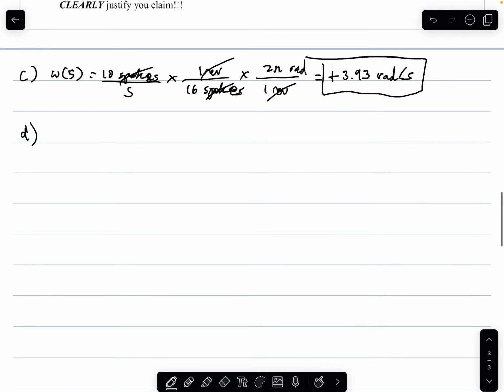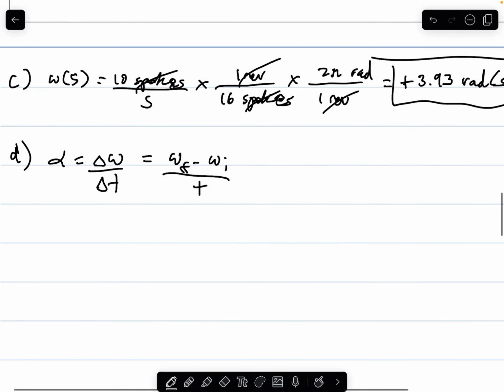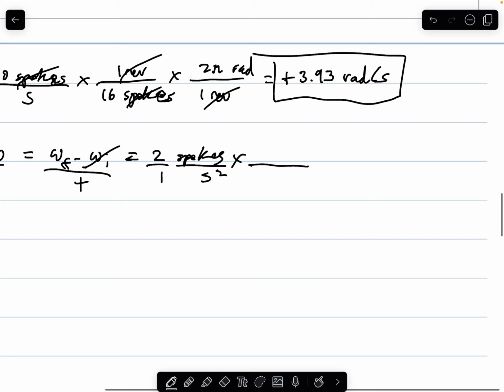So then angular acceleration equals change in angular velocity over change in time. So that expands to that. And this is 0 because initially it was at rest. So then the final angular velocity which I used at 1 second was 2. So this is going to be 2 spokes per second squared, but you want that in radians per second.